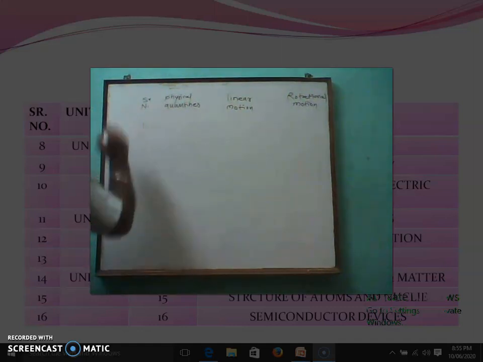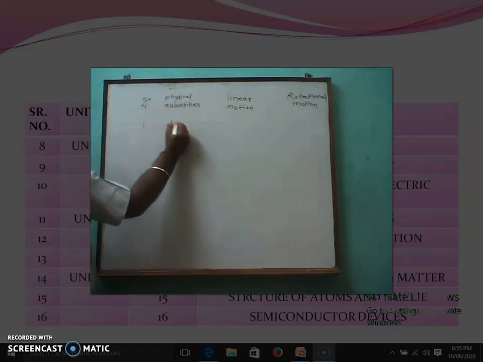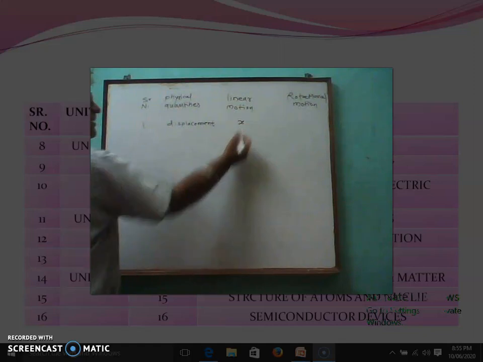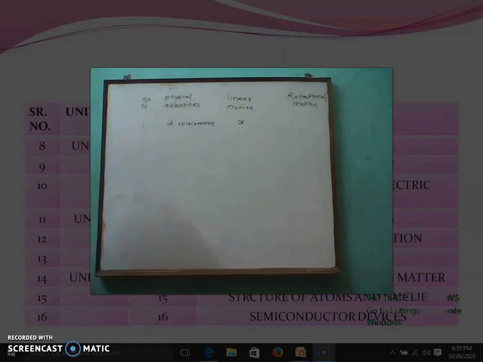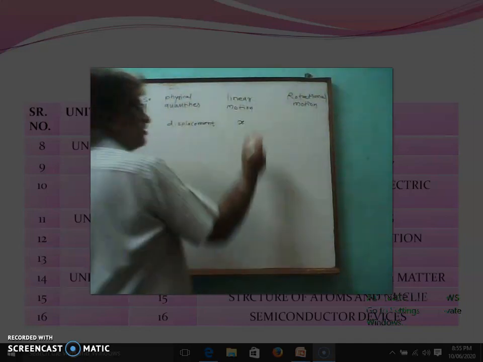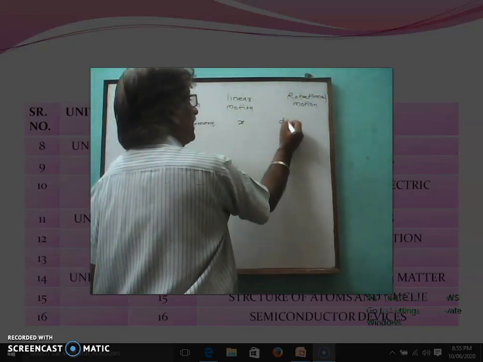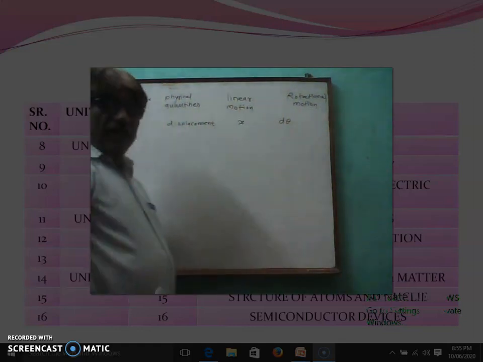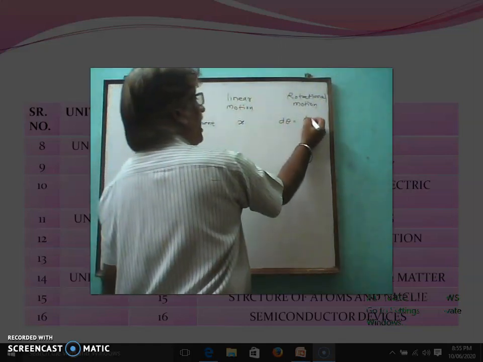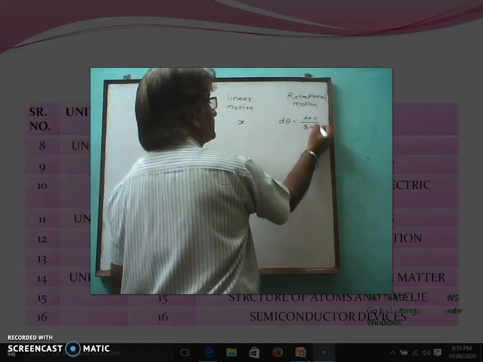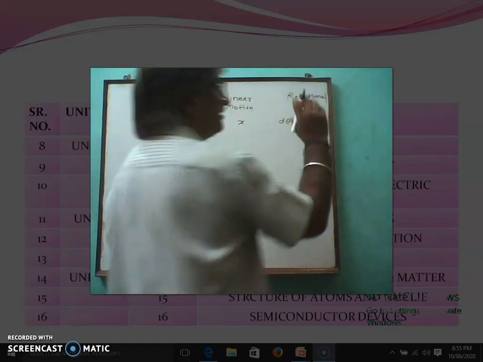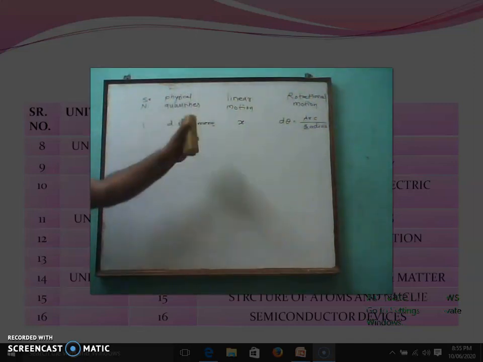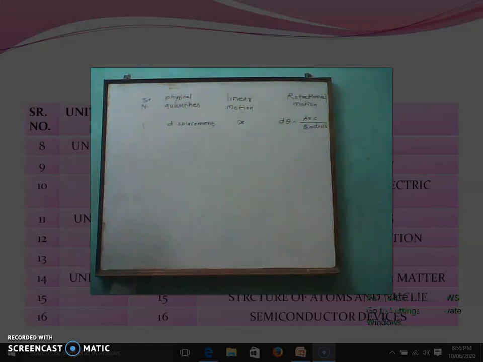So the first physical quantity is displacement. In linear motion, displacement is from one place to another place. Then in rotational motion, that displacement is called angular displacement, which is denoted by d theta. And this angular displacement is arc upon radius. Arc is nothing but a displacement, that is linear displacement. Hence, linear displacement upon radius is also said to be angular displacement.